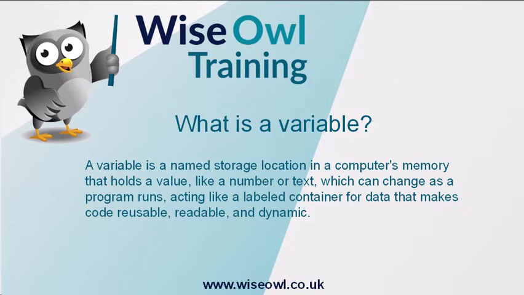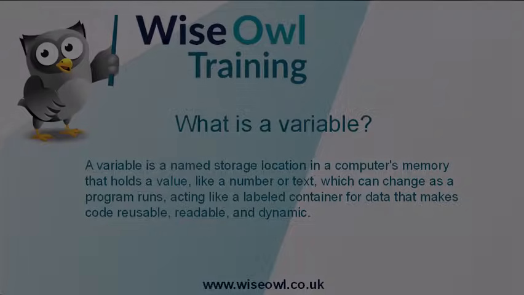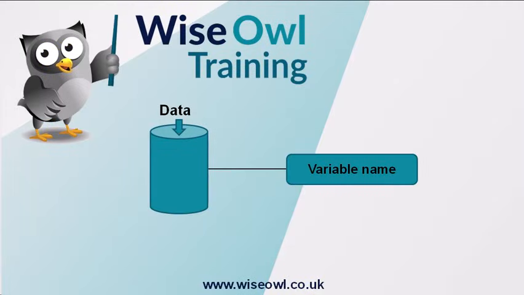So, what exactly is a variable? Well, a quick search online came up with this description. A variable is a named storage location in a computer's memory that holds a value like a number or text, which can change as a program runs, acting like a labeled container for data that makes code reusable, readable, and dynamic.